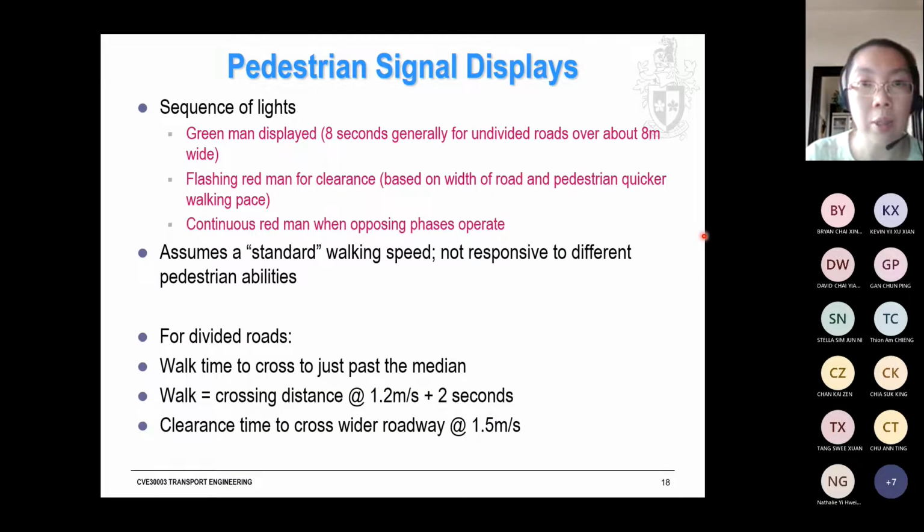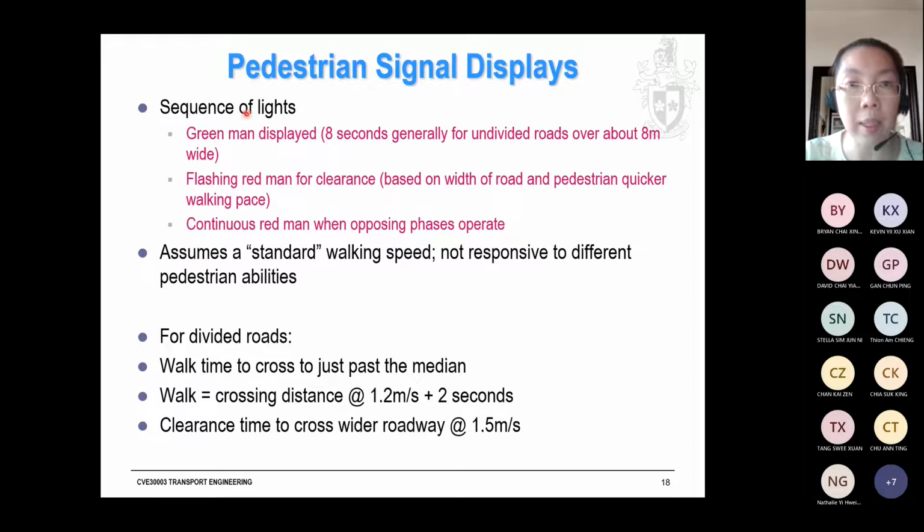Right. So for the pedestrian signal, in terms of the signal display, we have the green man display, usually a green walking man, sometimes for more seconds generally for undivided roads over 8 meters wide. Then a flashing red man for clearance. They don't have a yellow light, so they have a flashing red man, and after flashing, it becomes a solid, continuous red man. Okay.